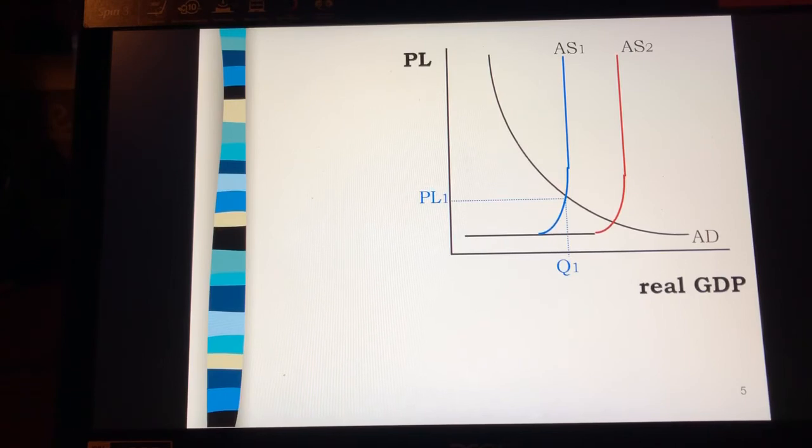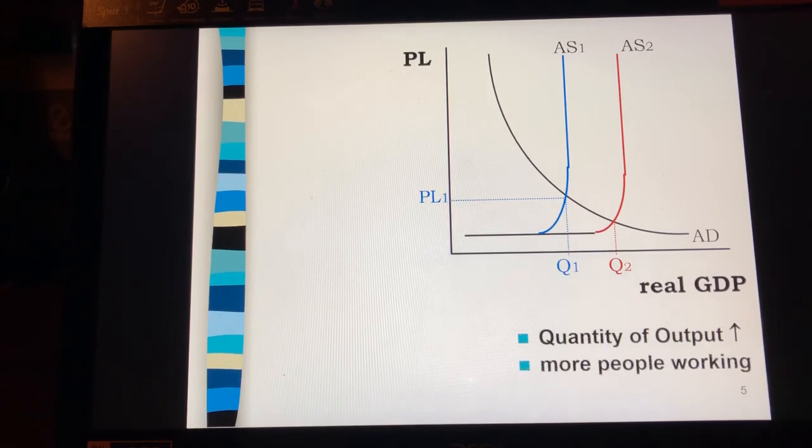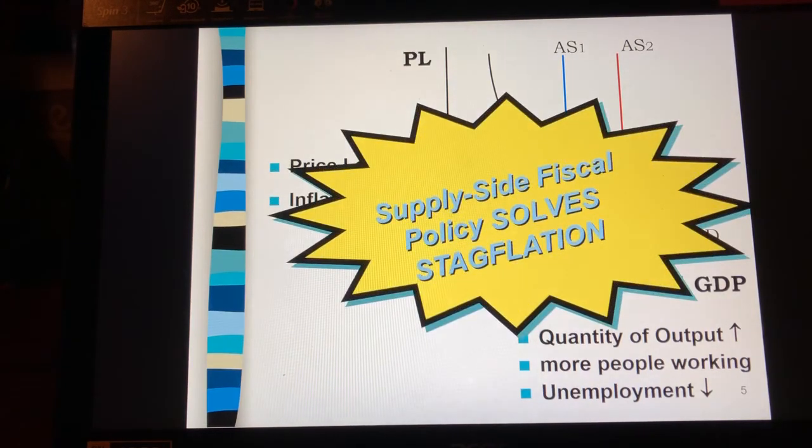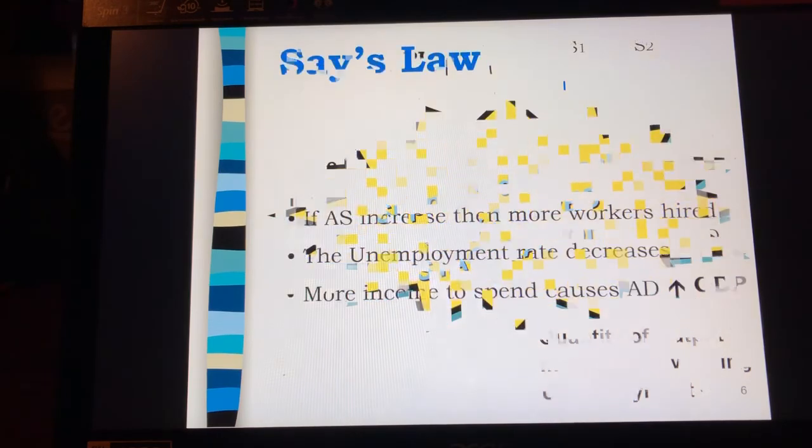But with aggregate demand moving to the right, that increases the price. Here, when you move the aggregate supply curve, price remains low, and this is a benefit. Okay? Quantity of output, more people are working, unemployment is down, prices are low. Okay, inflation. So supply side fiscal policy basically stalls stagflation.